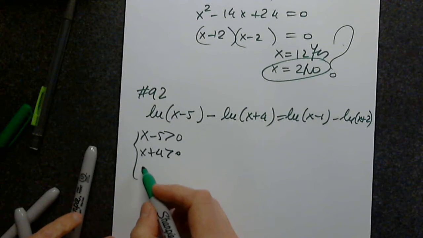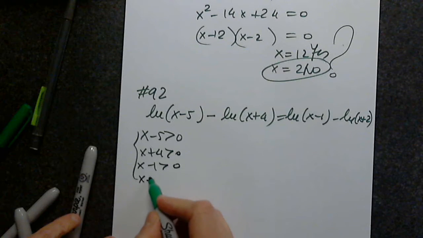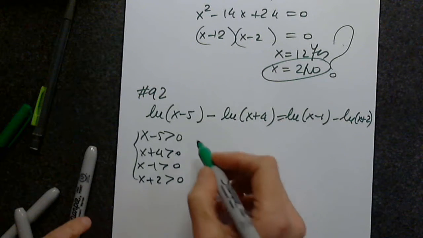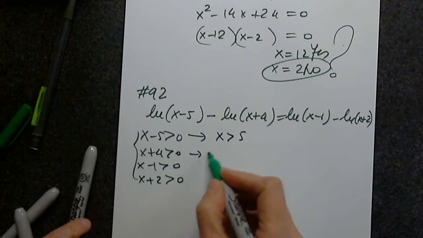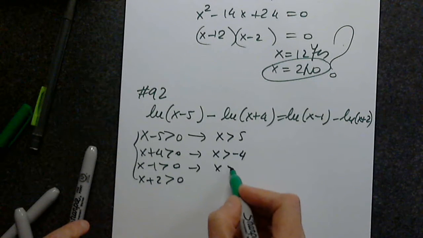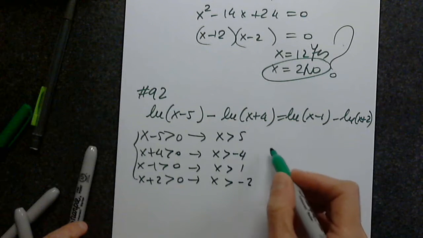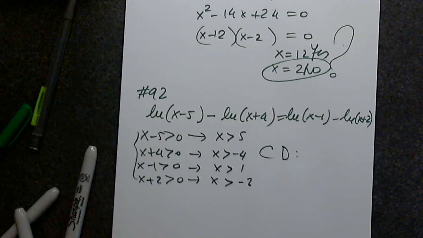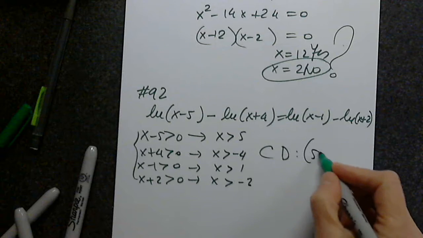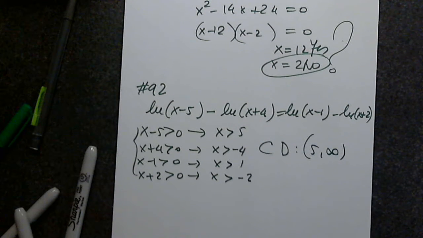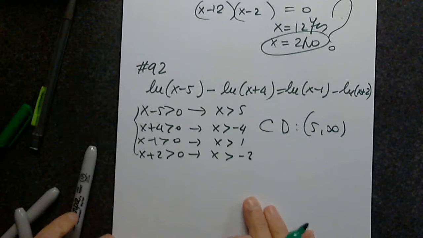Okay, the next one. And x plus 2 greater than 0. Awesome. The first one says to the right of 5, then to the right of negative 4, to the right of 1, and to the right of negative 2. Think for a moment and give me the common domain. You can graph it if you want. 5. Yes, indeed. Because it's negative 4, negative 2, 1, and 5. Is that clear? Do we need to graph it? What was the answer? Greater than 5. Agreed? Okay. Let's condense the left-hand side, please.